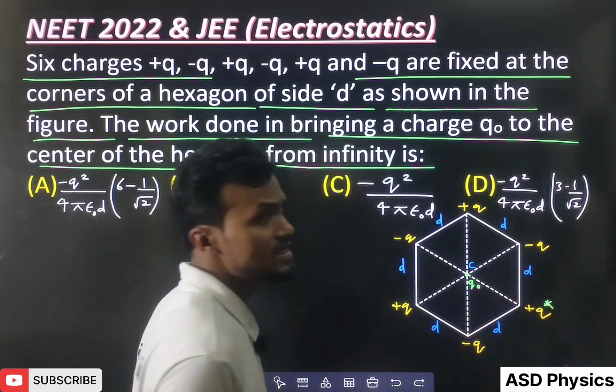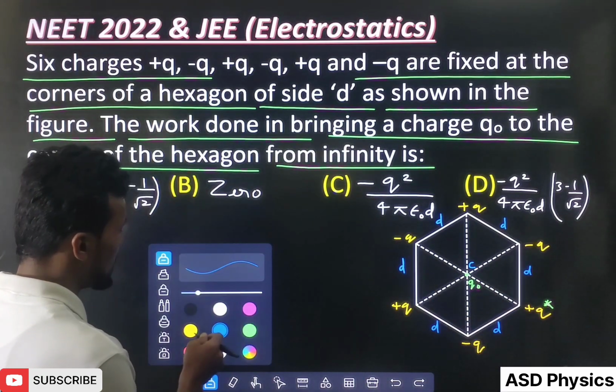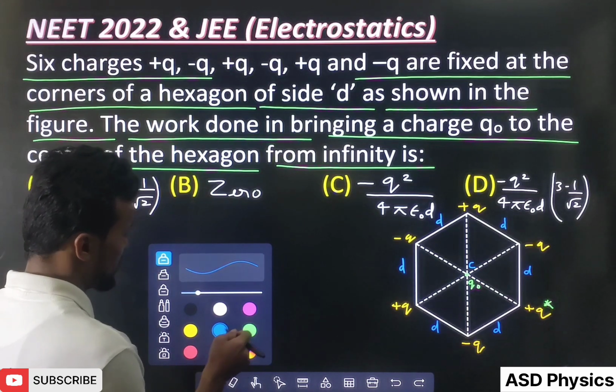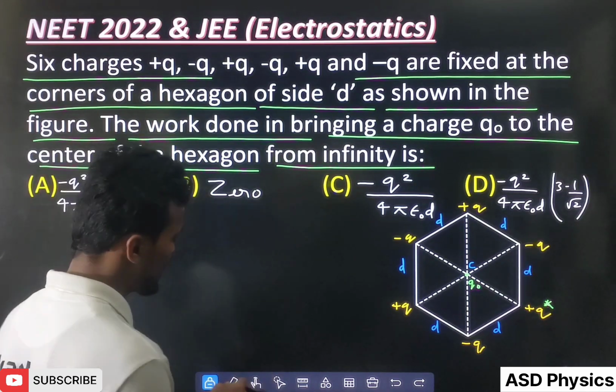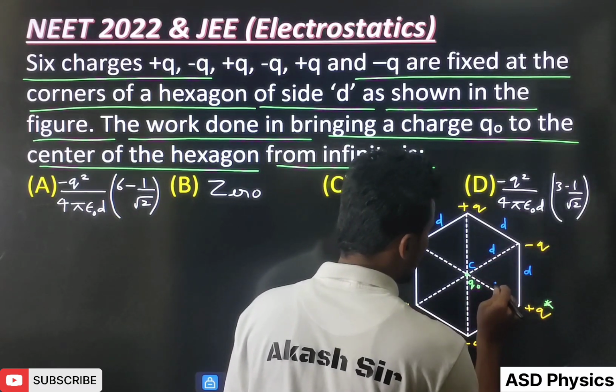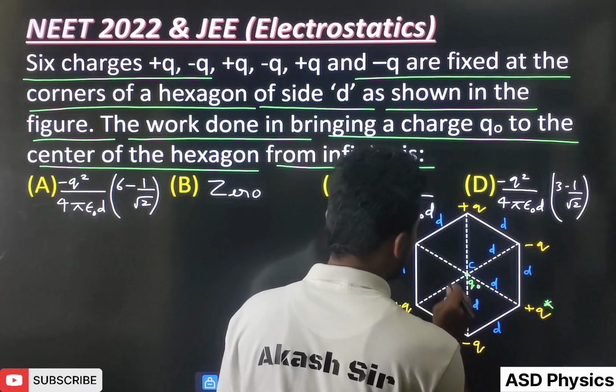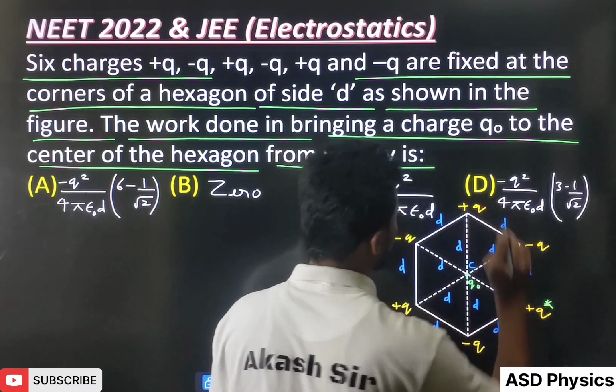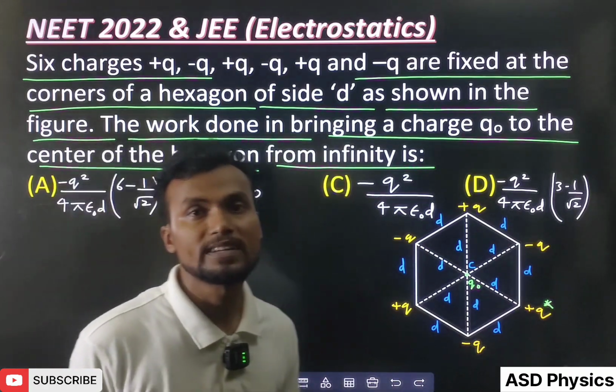So remember that in the case of a regular hexagon there will be 6 equilateral triangles. How many? There will be 6 equilateral triangles. That means I can write that all these sides will also be D only, is it? And now we have to calculate the work done.